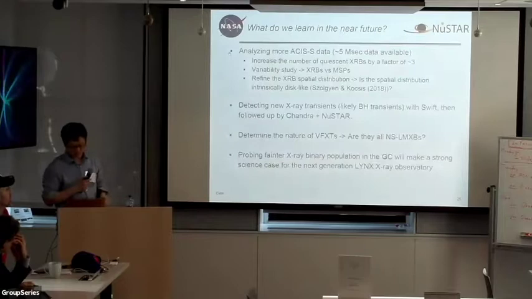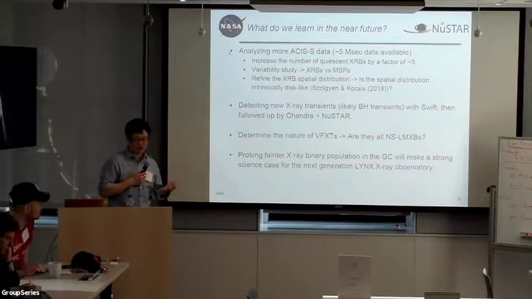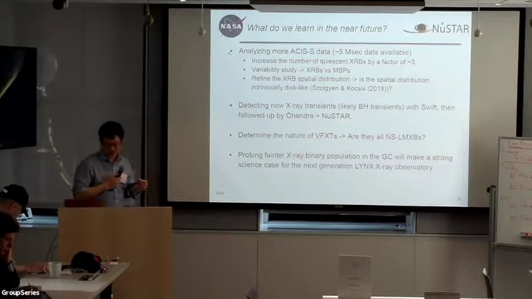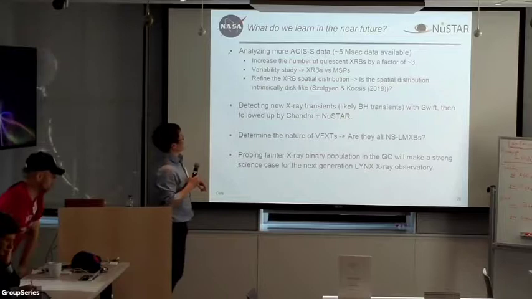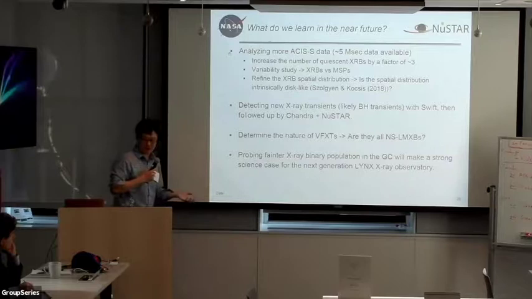Okay, so what do we learn in the future, or what's going on right now? We are analyzing more ACIS data. We have collaborators looking at Sagittarius A* almost every day, so we have private access to the point sources as long as you don't touch Sagittarius A* data. And we expect to increase the number of quiescent X-ray binaries by a factor of 3. That's huge. Then we can do a variability study to distinguish between X-ray binaries and MSPs.